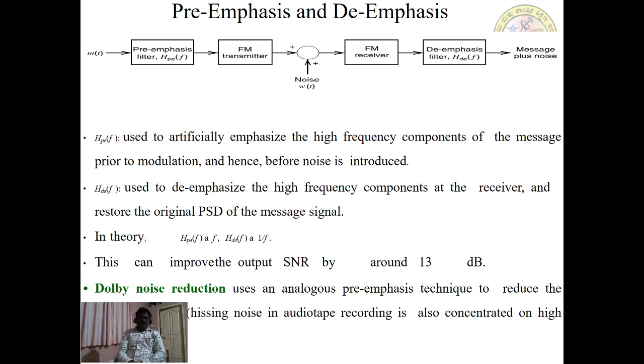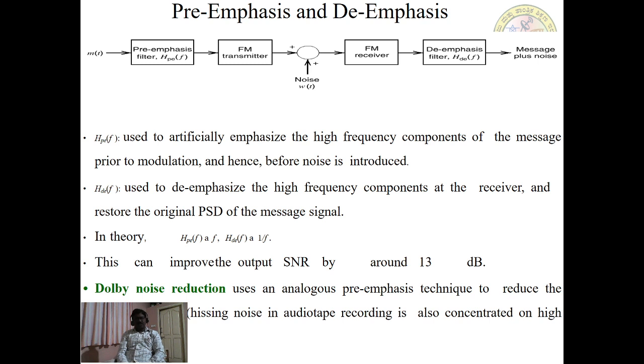So here we can see that the HPF is used to artificially emphasize the high frequency components of the message prior to modulation, hence before noise is introduced, and the HDEF is used to de-emphasize the high frequency components at the receiver and restore the original power spectral density of the message signal. So these two, pre-emphasis and de-emphasis, are widely used as of now in FM transmission. This can improve the output signal to noise ratio by around 13 decibels.